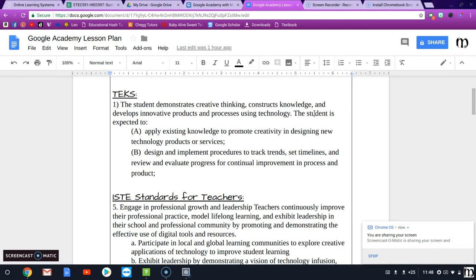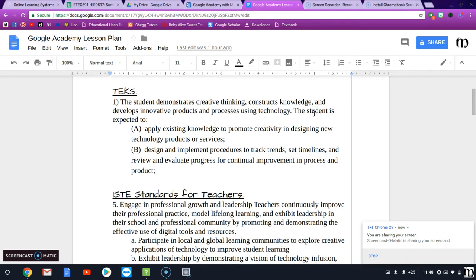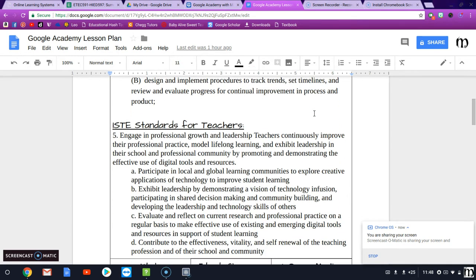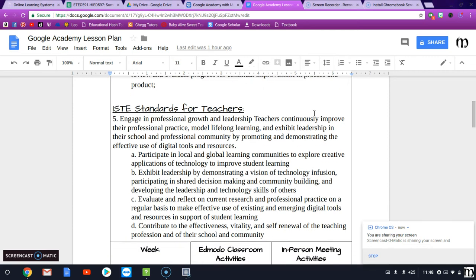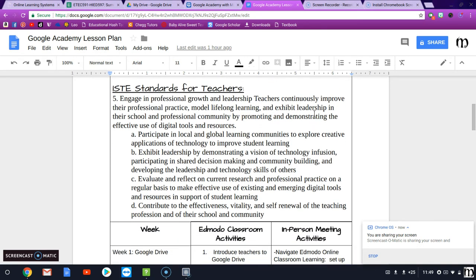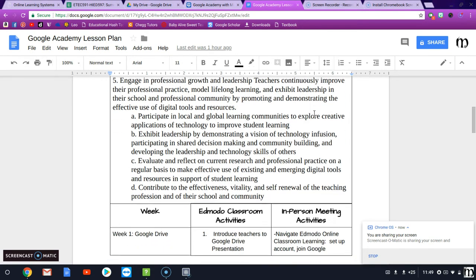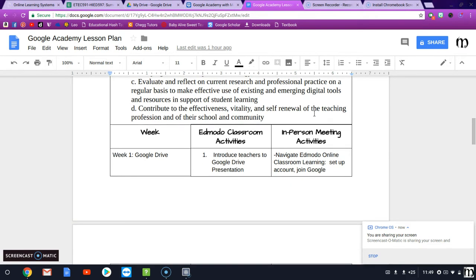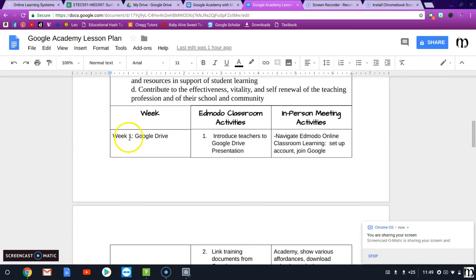I included some TEKs, and because I'm using adult learners, that's why I don't have very many TEKs, but I really wanted to focus on the ISTE Standards for teachers, on how they can grow professionally and model what it looks like to be lifelong learners. So there are my ISTE Standards, and basically the way that I designed my lesson plan is that I sectioned it out by weeks. So I have week 1 all the way to week 6. I've included my Edmodo classroom activities and then my in-person meeting activities.